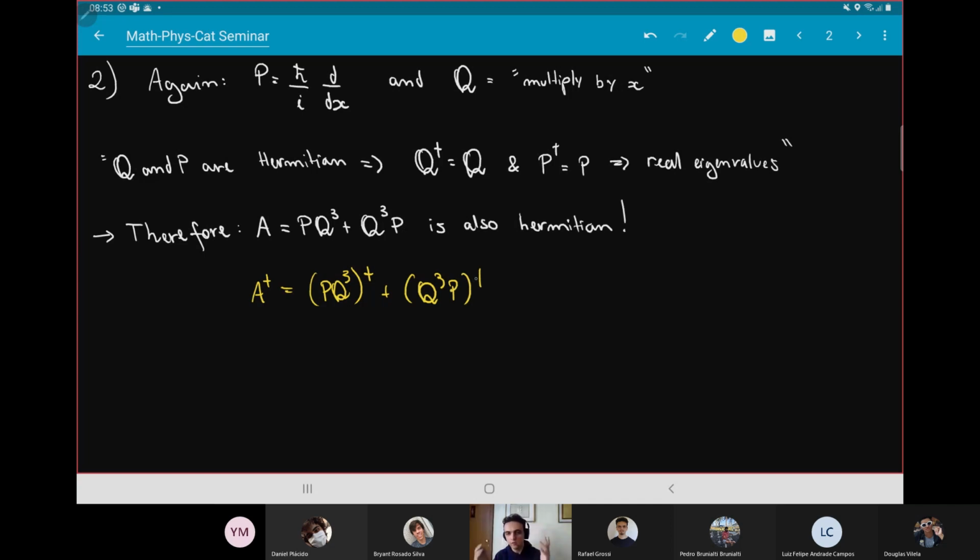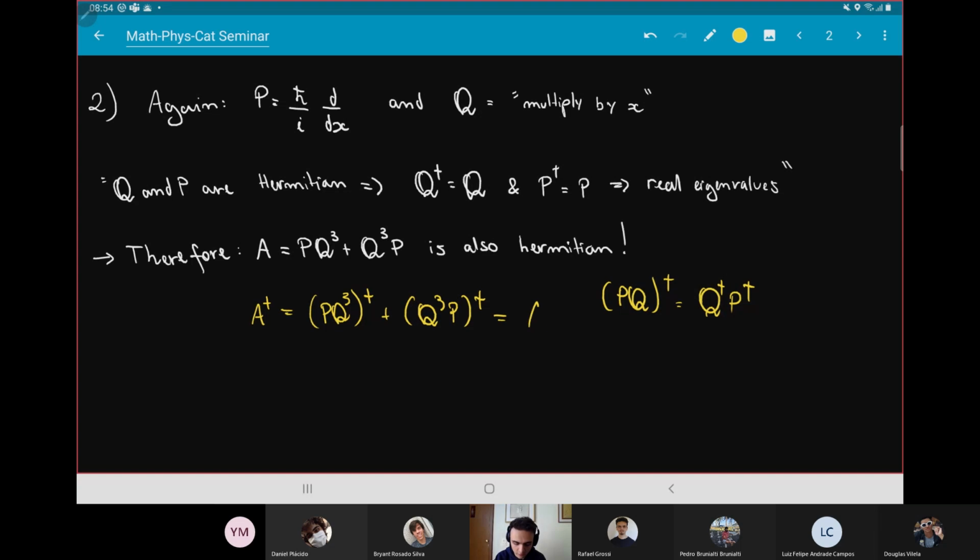In order to check this, you just remember that the adjoint of a product is the product of the adjoints after you exchange the order of the operators. So, for example, (PQ)† is just Q†P†. You use this to show that A† equals A. You can check that if you want.